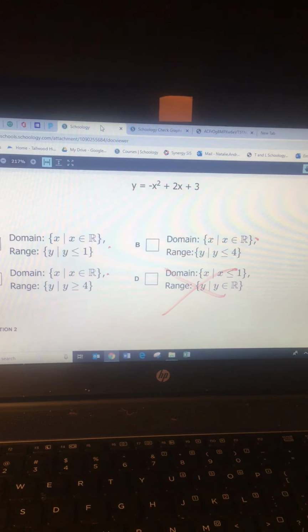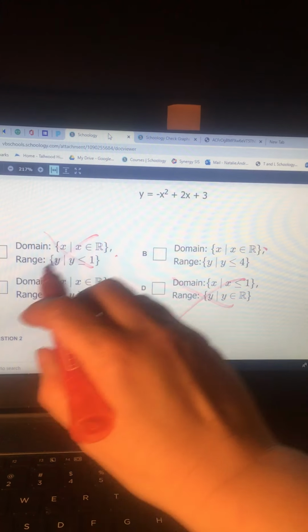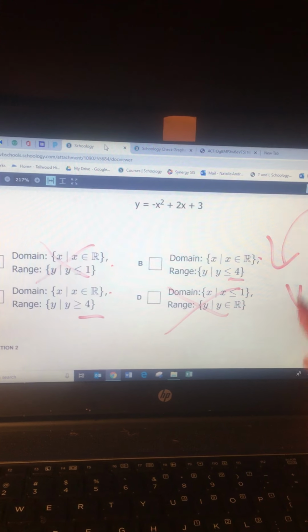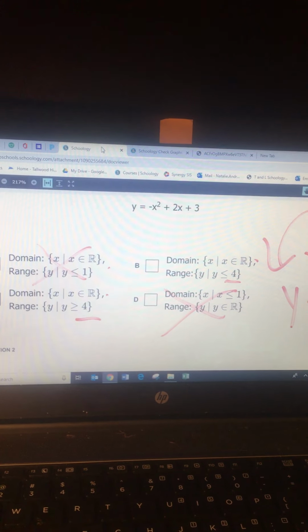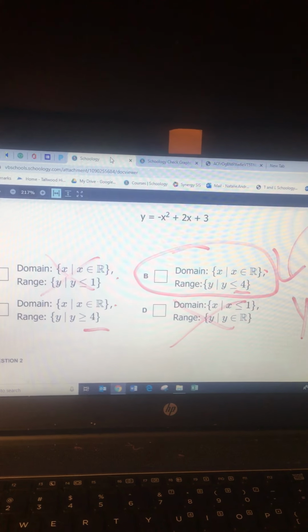All right. Now our y, we knew it was 4. So let's look for 4. So we could get rid of that one. So we have these 4s. Now our curve went down. So it was y is less than or equal to. So it has to be B. This one. Because of our curve.